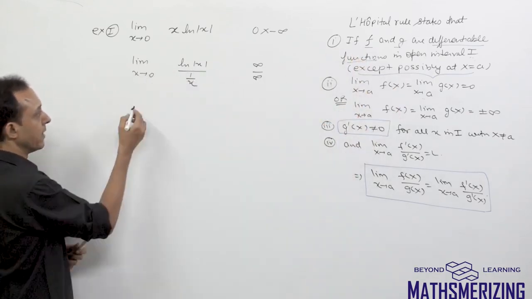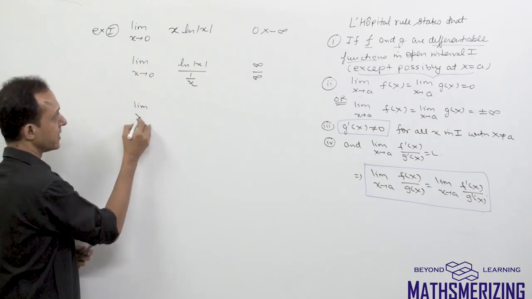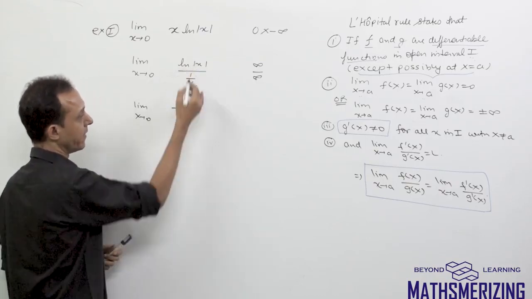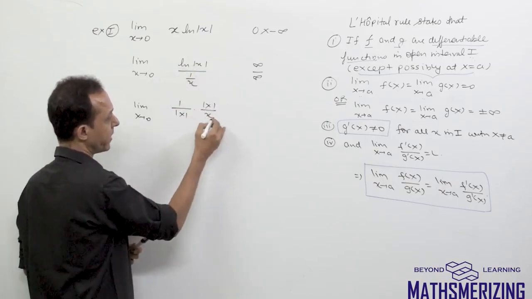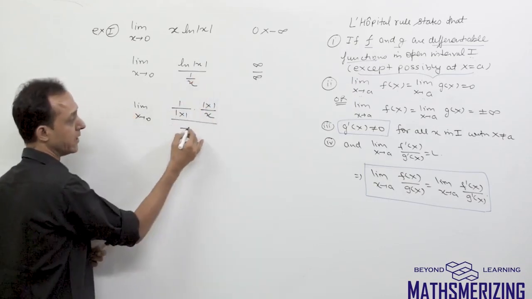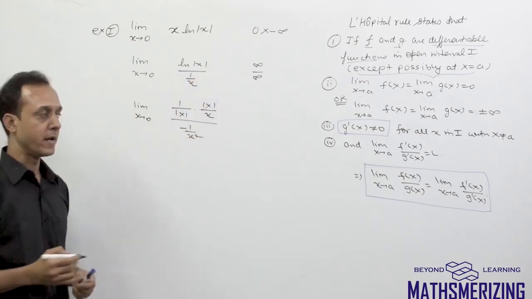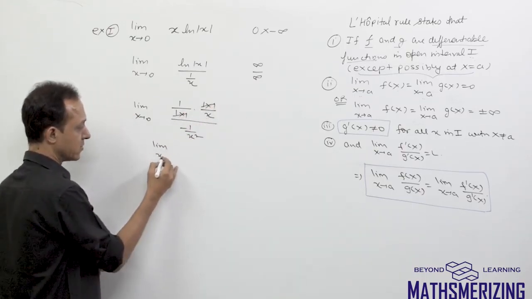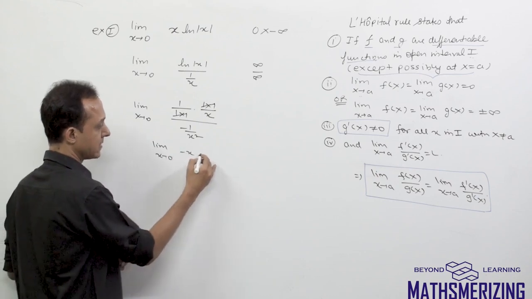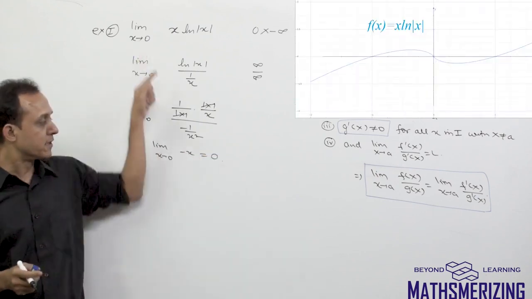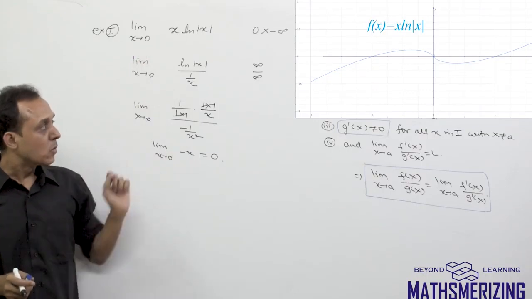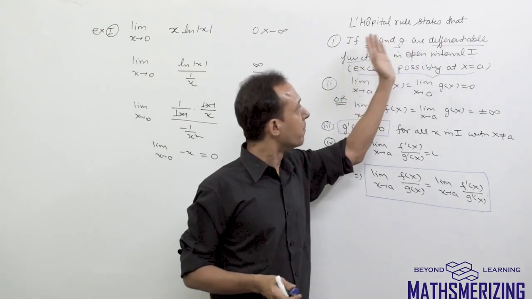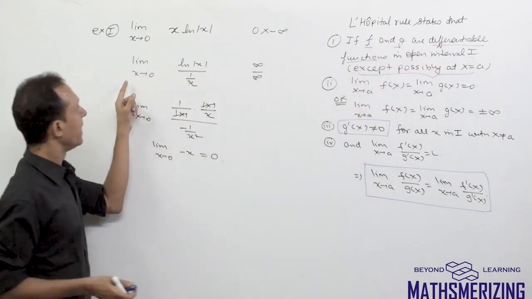Now in this case, if I apply L'Hopital's rule, I can write limit x tends to 0, 1 upon mod x. So I'll differentiate the numerator, and the derivative of mod x is mod x by x, and I'll differentiate the denominator, so it is minus 1 upon x square. So I can cancel mod x with mod x. I'll write limit x tends to 0 of minus x, which is 0. So in this case, the value of this limit is simply 0. So we may apply L'Hopital's rule even when the function f or g, or maybe both, are not differentiable at x equal to a.